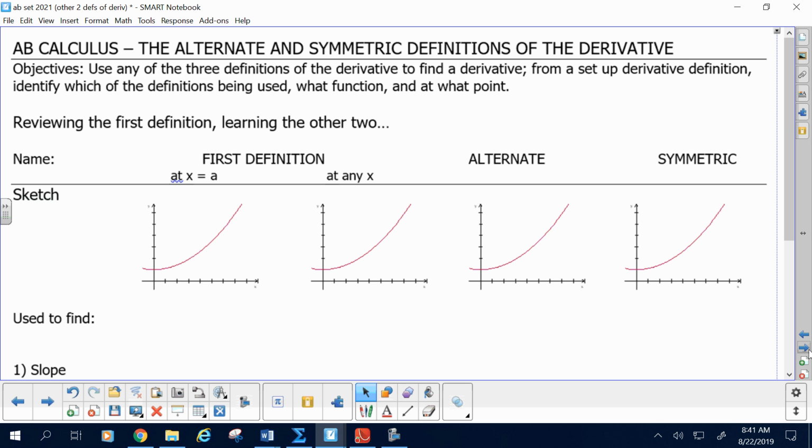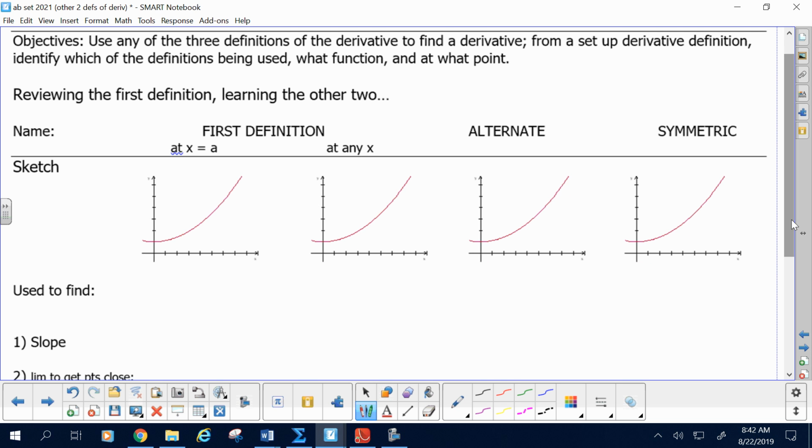Now that's true for the other alternate kind of backup definitions of the derivative. There really are 3 definitions of the derivative: what's usually called the first definition of the derivative, which we talked about yesterday, and there's also the alternate definition and the symmetric definition. And they all have their good and bad. But all of them have that same idea: slope between 2 points, get the points close together. It's always that idea. Really just different ways of getting there.